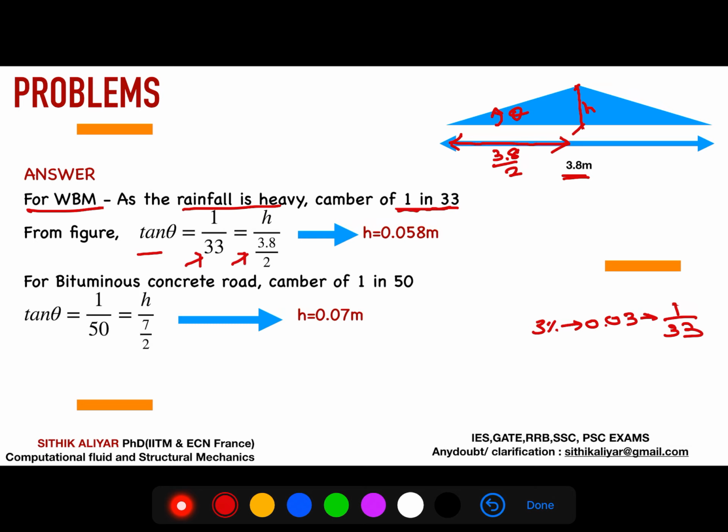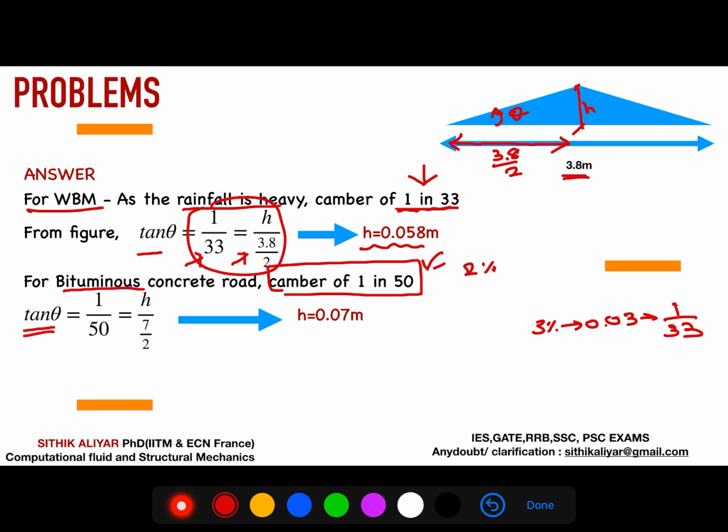Obviously, because they are recommending this slope, we have h by 3.8 by 2. Solving this case, we will have h equal to 0.058 meter. Both the tan theta should be the same. Similarly, from the table you get this value for bituminous concrete road, state highway, it should be 1 in 50 because 2%. So 2% can be 1 in 50.